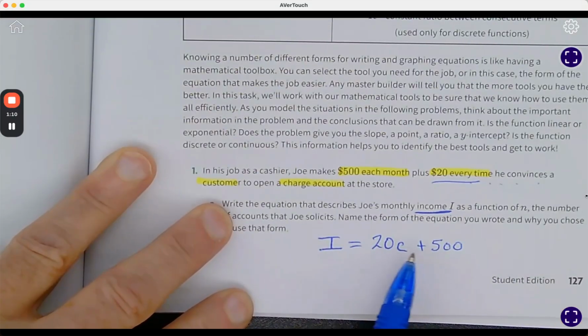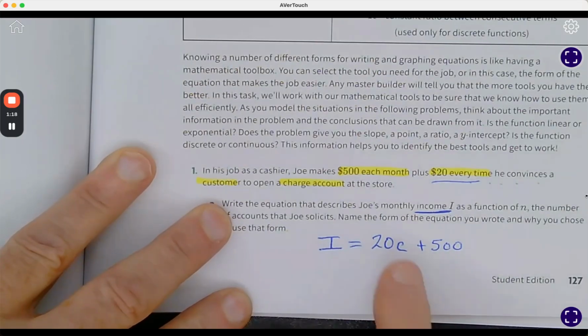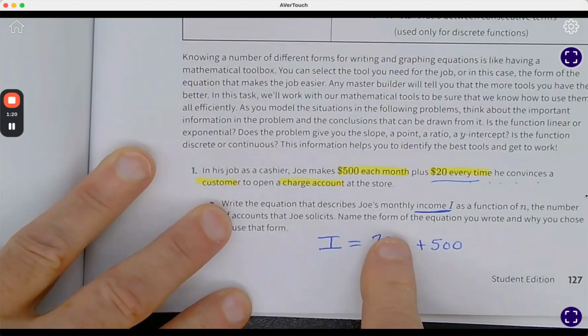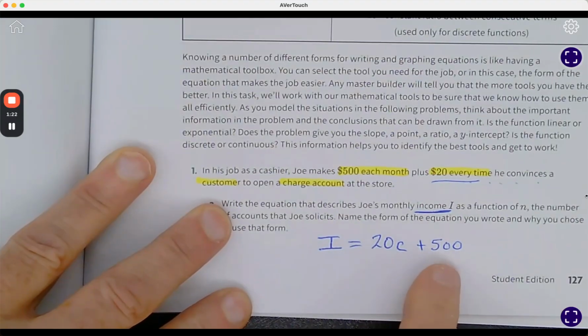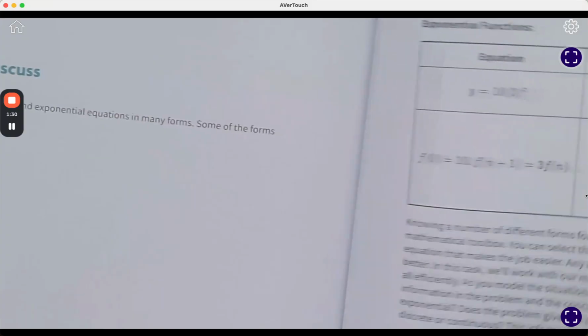So every time he gets a customer to open a charge account, he gets $20 extra. If he gets 0 customers to do that, then this just turns off and he gets his $500 paycheck. So that $500 is always there. What varies is how many $20 increments he gets based on that. So I equals 20C plus 500.